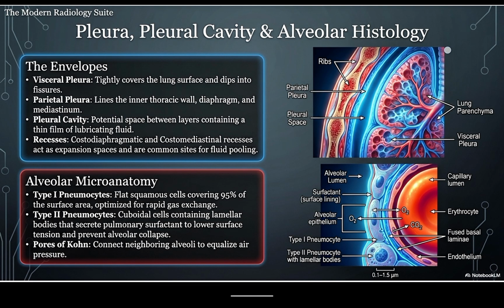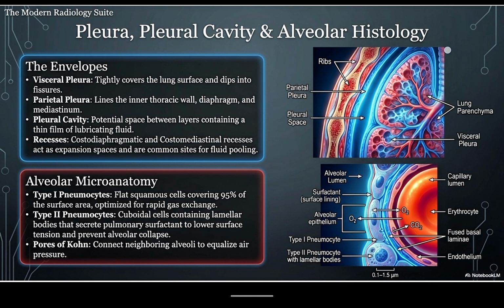And we have the costodiaphragmatic recess and the costomediastinal recess. So what is the costodiaphragmatic recess? We have the costal surface and the diaphragmatic surface. The border, which is usually the inferior border, where the costal surface of the pleura changes to the diaphragmatic surface, that space there is called the costodiaphragmatic recess.